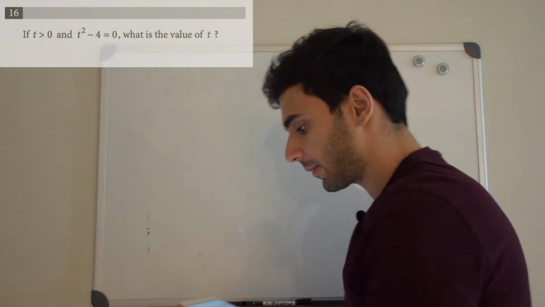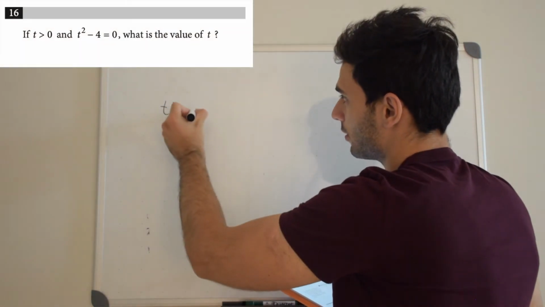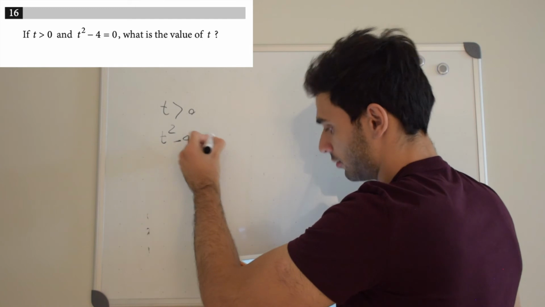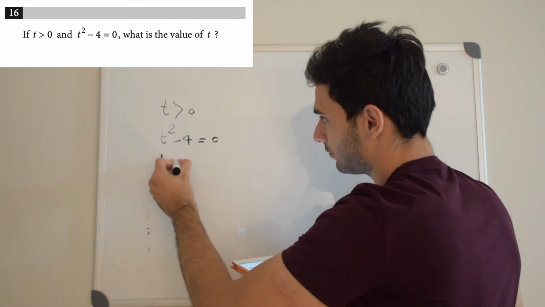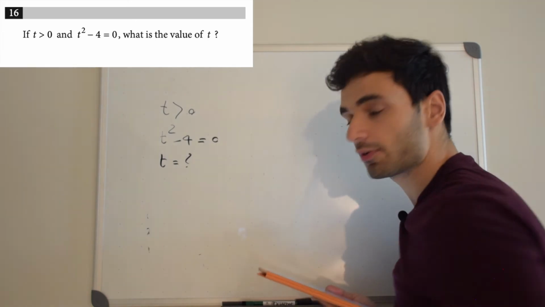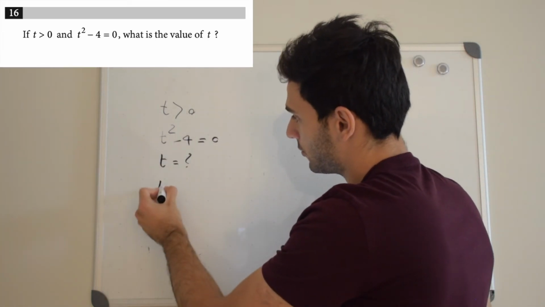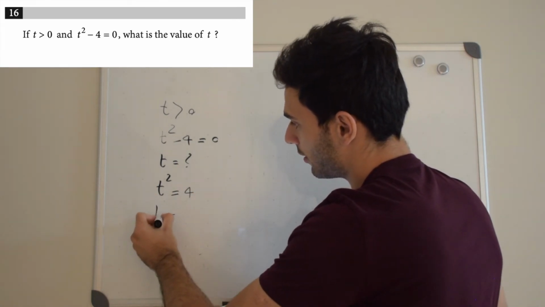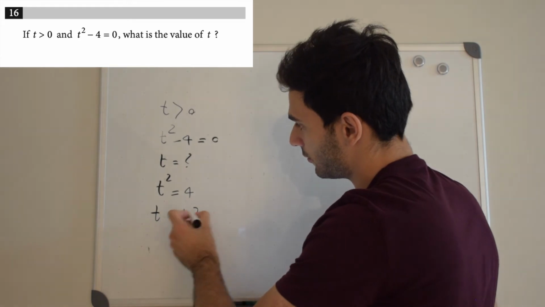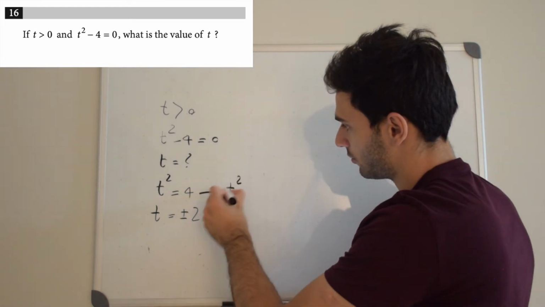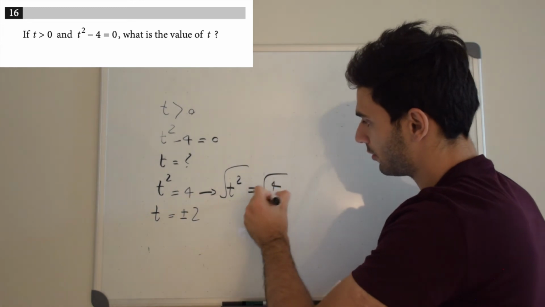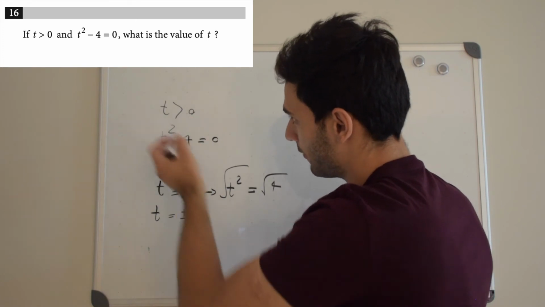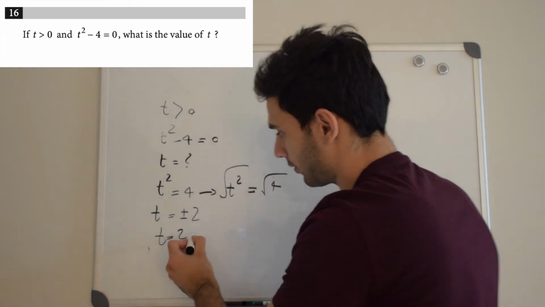So question 16. If t is greater than 0, t squared minus 4 is 0, what's the value of t? It's one of the easiest questions in this test. T squared will be equal to 4. Then square root both sides, t is equal to plus minus 2. So that's what I did, just to show you. T is equal to plus minus 2. T should be above 0, so t is 2. Done.